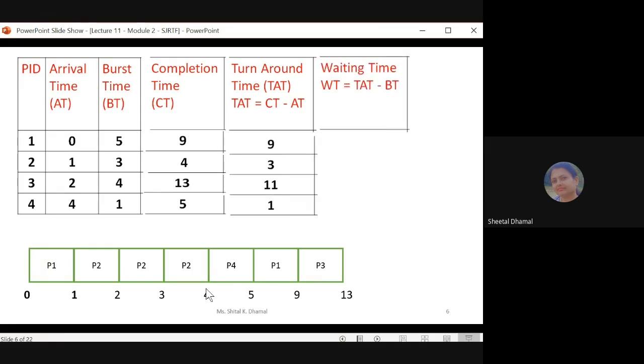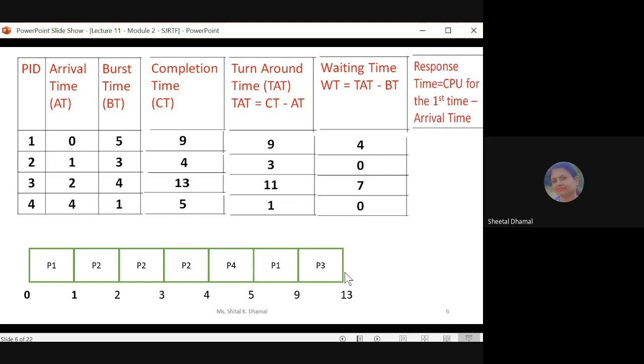Yes. After that, waiting time, that is turnaround time minus burst time. 4, 0, 7, 0. Yes. Then at the last, we will check the response time. Up till now we have studied that in the non-preemptive approach, the waiting time and response time are the same for all the processes. But now the waiting time and response time are different for the preemptive approach. So now see what the response time is for these four processes.